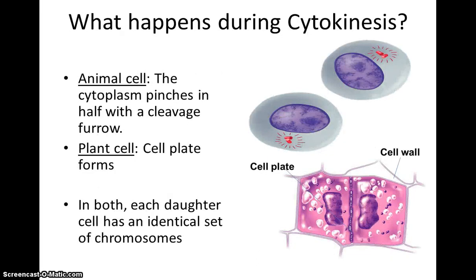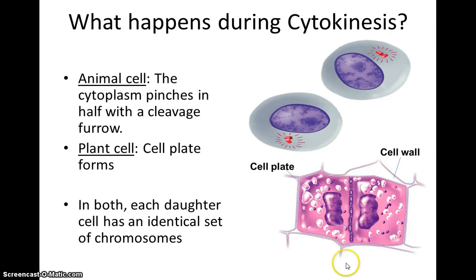So the final step that has to happen before the cells can be totally separate is cytokinesis. And with cytokinesis in an animal cell, what's going to happen is the cytoplasm is going to be pinched in half with something called a cleavage furrow. So it's just a structure that's going to form in a ring, and we'll see it in a little video here in a minute. And then that pinches them off into 2 separate cells. In a plant cell, well, we know that there's a more rigid cell wall.